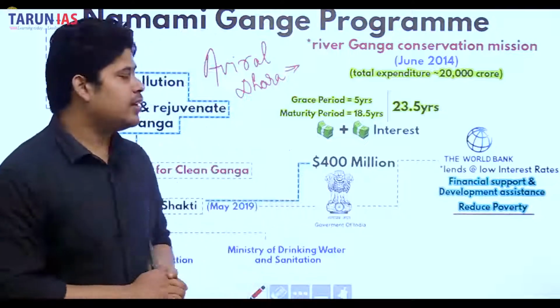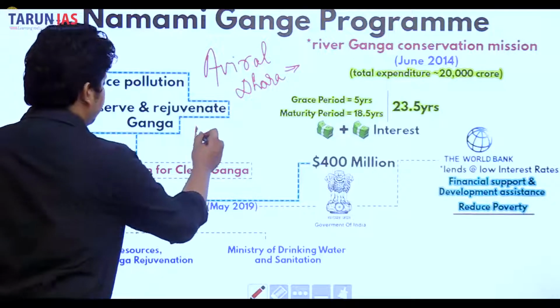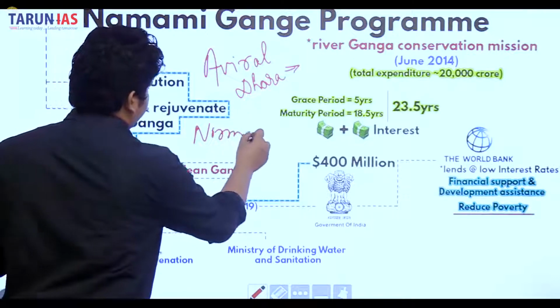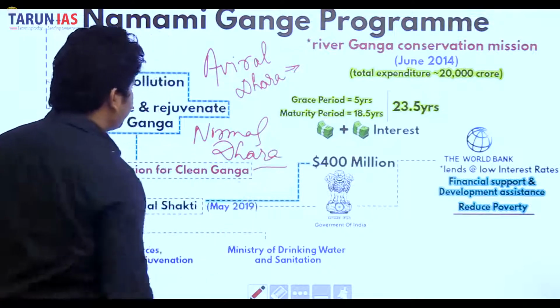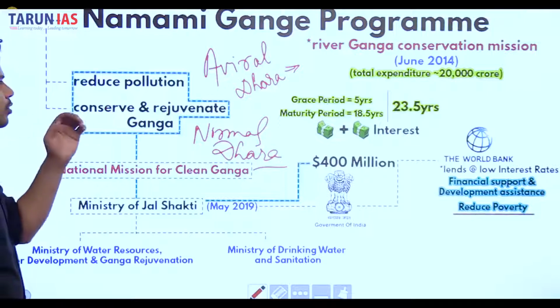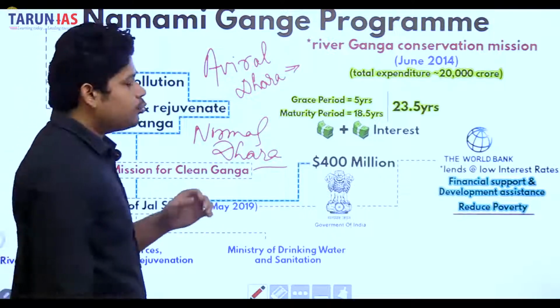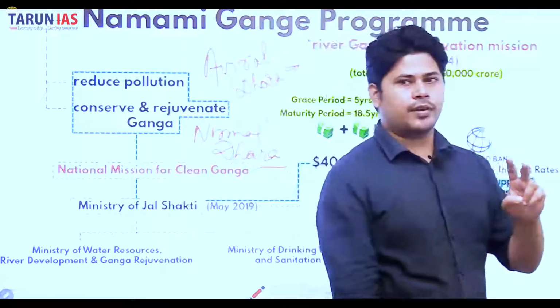The second one is Nirmal Dhara. Nirmal means clear. Dhara means, of course, to reduce pollution and rejuvenate it. So these two are very important points that we have to focus upon.